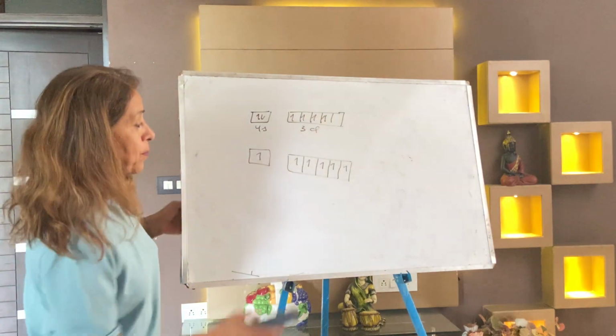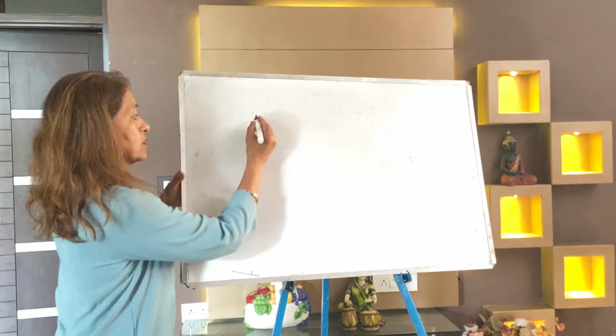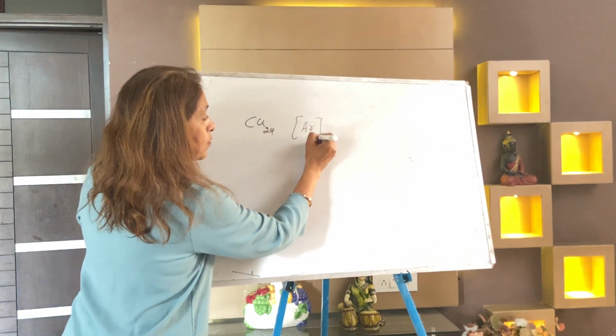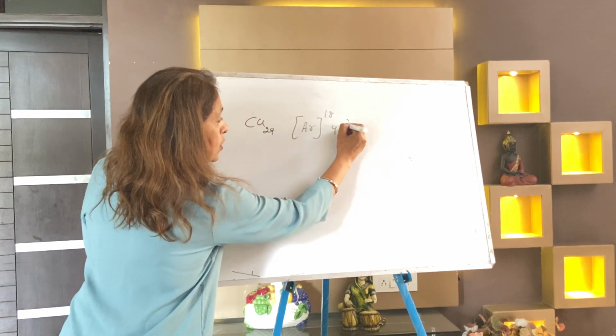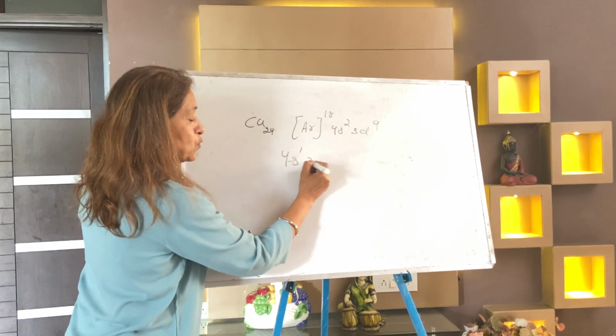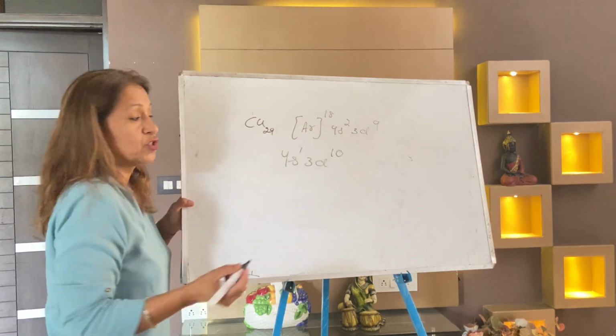And I'm taking now copper 29. Write down copper 29, it is the last. It's argon 18, 4s2, 3d9. But it has been changed to 4s1, 3d10. Changed. The question is why it is changed.